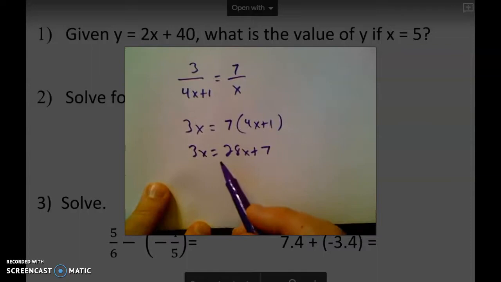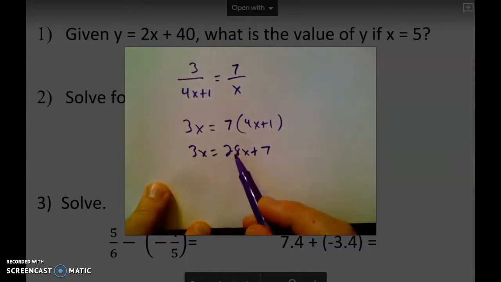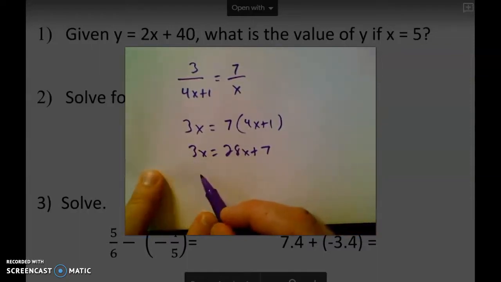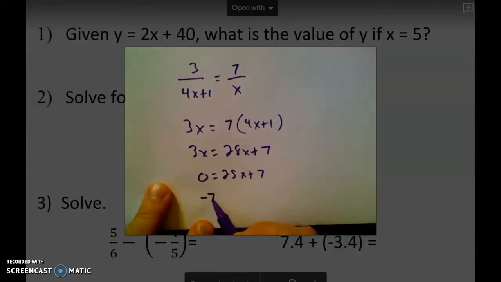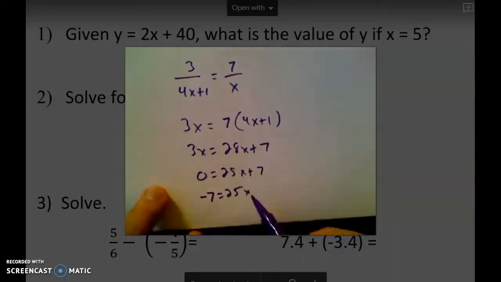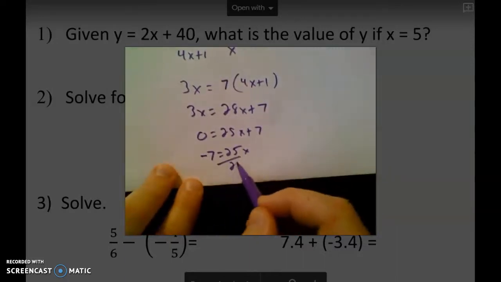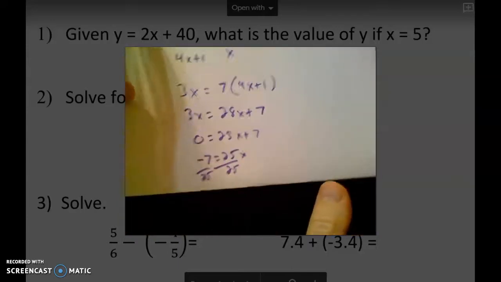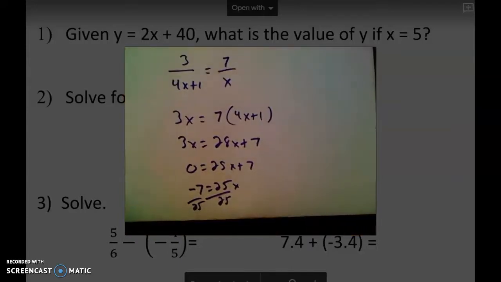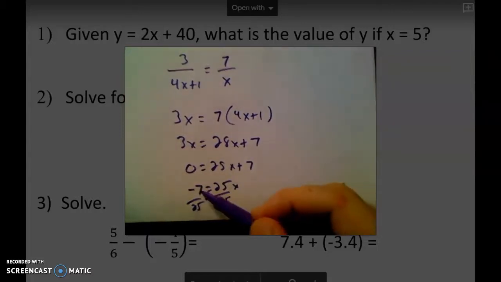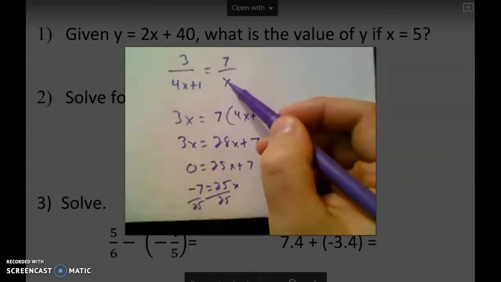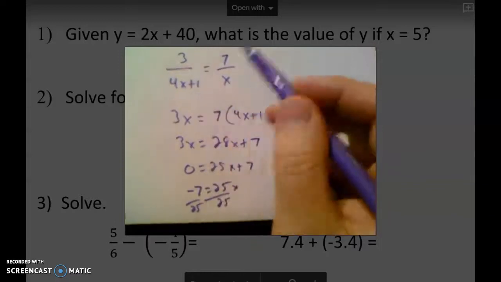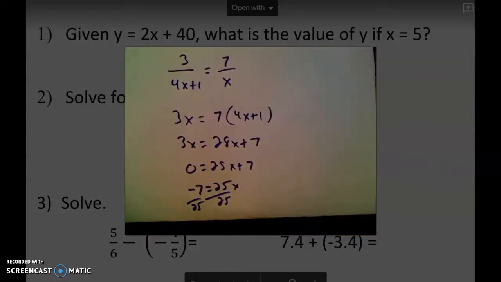I could then, let's see, maybe let's keep the x's positive. So let's subtract 3 x's from both sides and subtract 7 from both sides. And then to get x by itself, you just divide by 25. So it looks like negative 7/25 is going to be my value of x. So if you want to do it as decimal, just divide those. Otherwise, that's the fractional value of x. So if you plug it in here and you plug it in here, it would make both fractions equivalent.